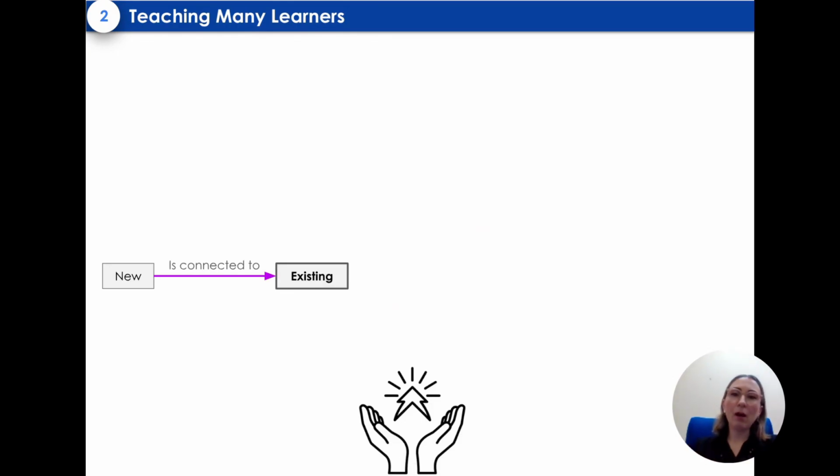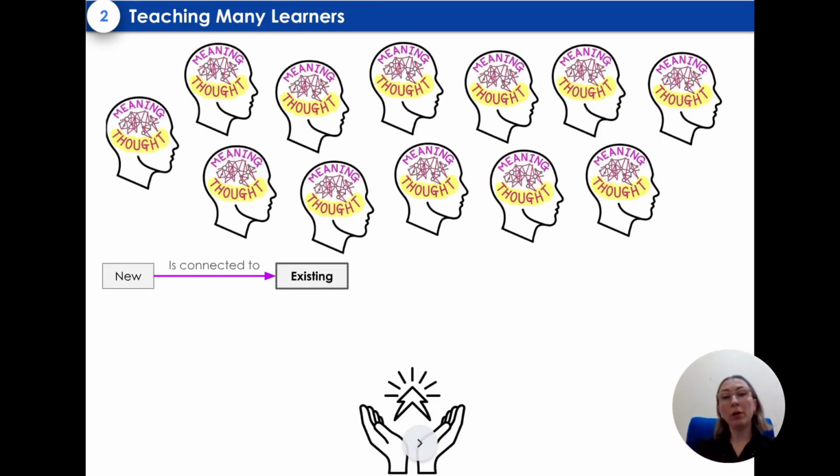But in a class, we are not just teaching one pupil, we're teaching many, and obviously many more than I've been able to put on this diagram here. And in each one of those minds, new information is being connected to existing information, but the existing information is not the same, and the existing experience is not the same. And therefore the meaning that is being made will not be the same. It'll be different for all of them. And we've got to be aware of that, because that then drives what we do as teachers.